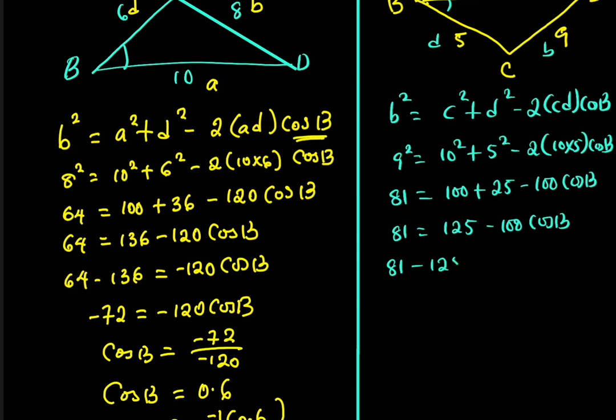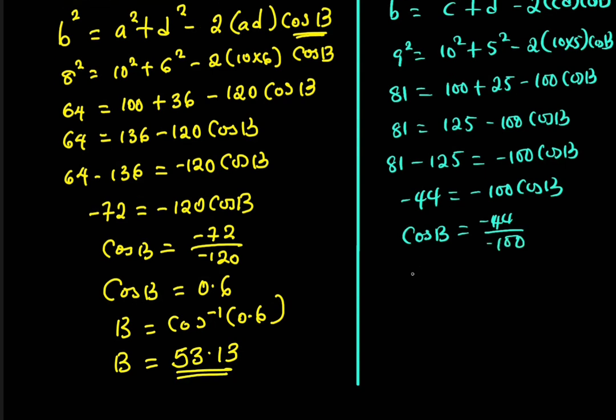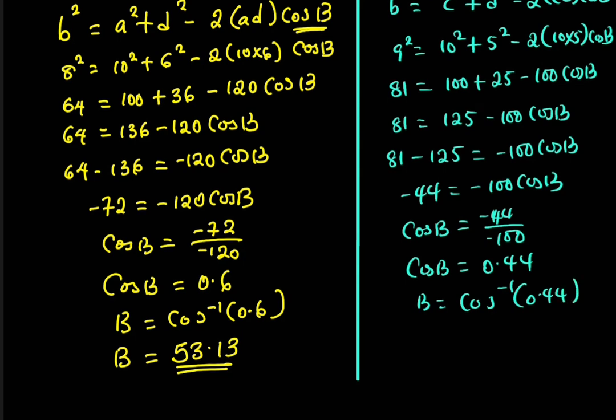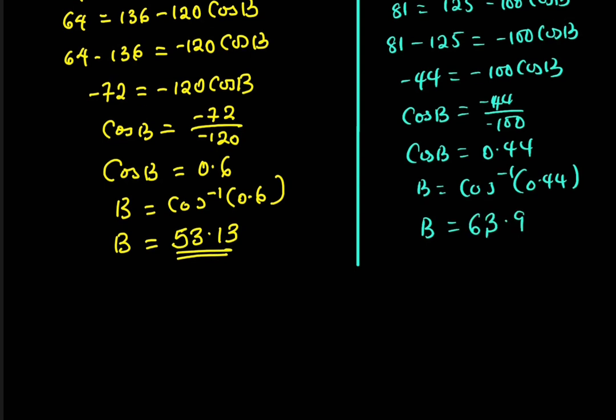81 then minus 125 is equals to minus 100 cos b. All right, so 81 minus 125 is minus 44, which is equals to minus 100 cos b. So cos b is equals to 144 over minus 100. So cos b is equals to 0.44. Then b is equals to cos inverse of 0.44. All right, so using our calculator, our b will be equals to 63.9.